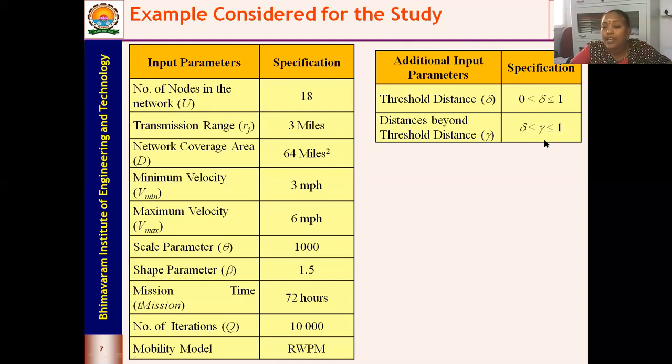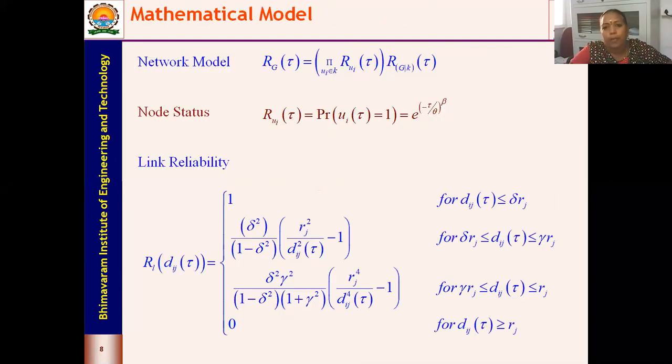So with the effects of delta and gamma, we are going to define how the reliability values are changing. Okay. So now coming into the network model. As usual, the first two we have understood in our previous case, the same way we define the network model and define the network status, node status. We are making use of a Weibull distribution, and for the link model we are making use of the FSTRG model.